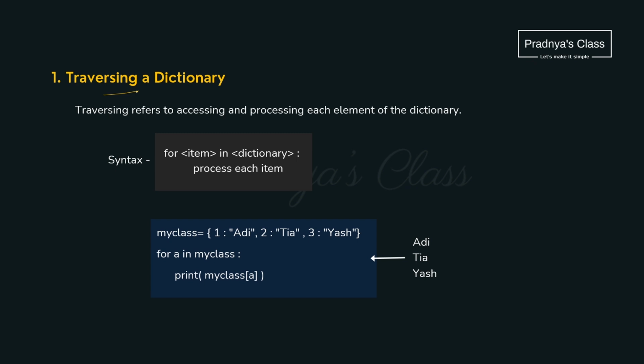Here is the first operation, traversing a dictionary. For that we use for loop. When we traverse over the dictionary, we will be traversing based on key. Look at this example. For a in my class, a is nothing but key. But if you want to print the value of the corresponding key, then you will be writing the dictionary name followed by the key name in the square bracket. Here is the output. These are the values.